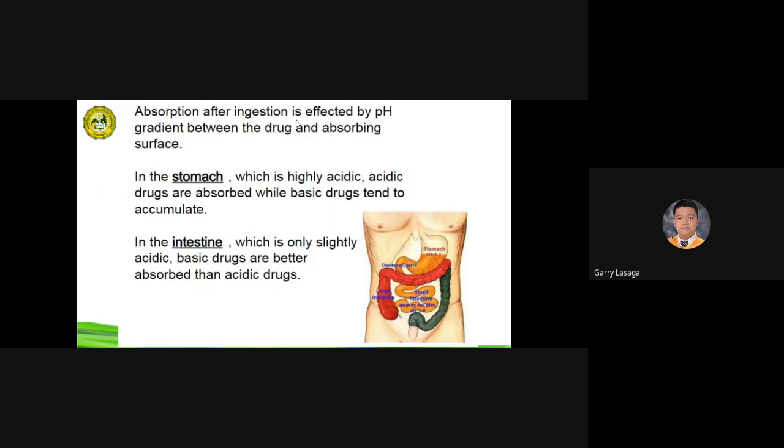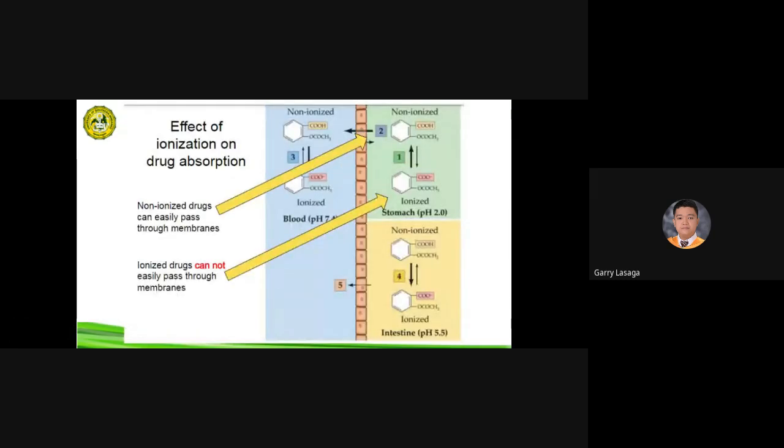So absorption after ingestion is affected by the pH gradient between the drug and the absorbing surface. For example, in the stomach, which is highly acidic, acidic drugs are absorbed while basic drugs tend to accumulate. In the intestine, which is only slightly acidic, basic drugs are better absorbed than acidic drugs. So this is the effect of ionization on drug absorption.